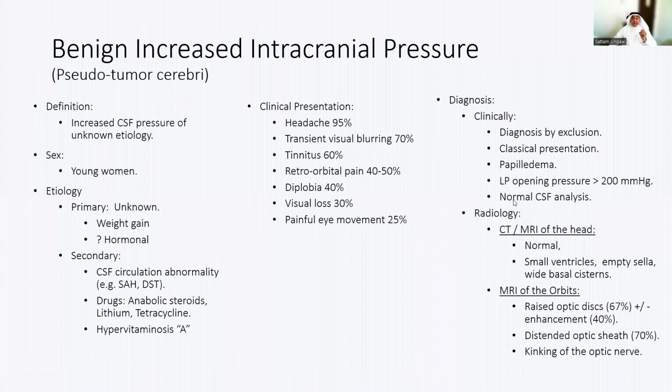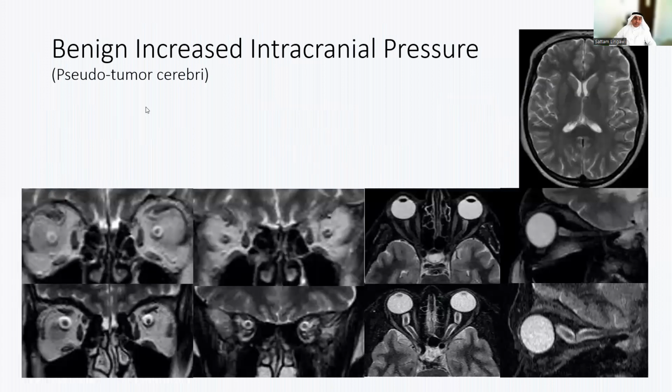The CSF analysis is usually normal. However, there are other ways to diagnose this with a less invasive procedure than doing an LP, which are basically applying MR sequences, targeting the brain and the orbits. The CT scan and the MRI of the brain are usually normal, mainly visualizing some small or slightly compressed ventricles or an empty sella. However, if you look at the MRI of the orbit, you see most of the findings that are of diagnostic value, as we would indicate in the next slide.